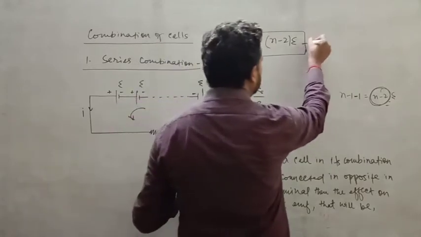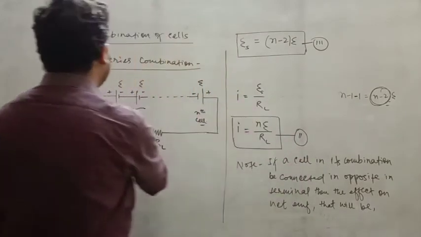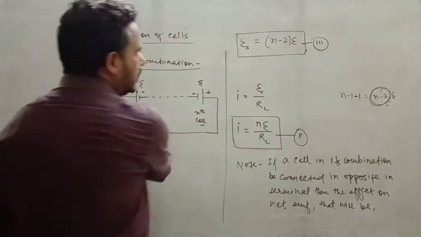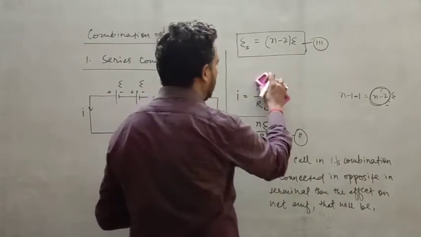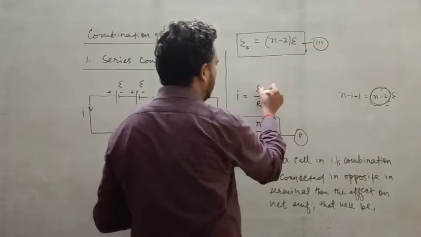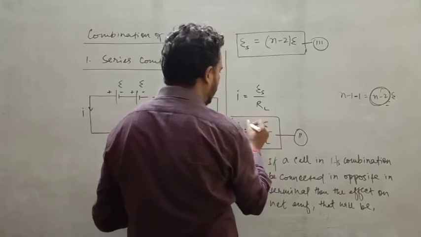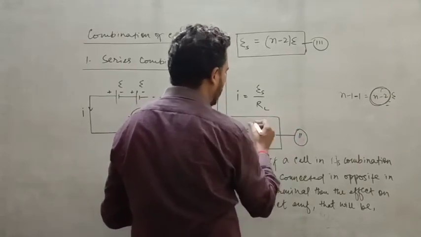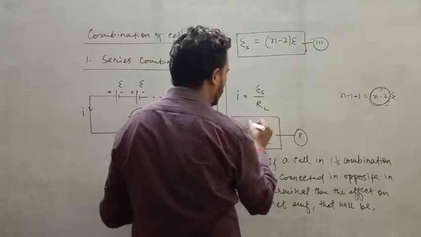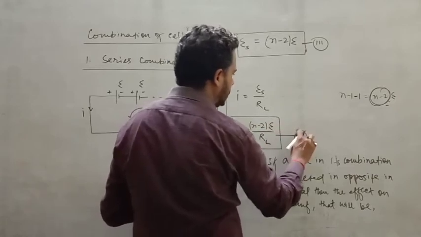And this is your next equation. Now you have to find the current in the circuit. How much is the current? It is very simple: current inside the circuit will be ES by RL. But your ES would not be n times E, instead it would be n minus 2. So you simply write here n minus 2 of E, divided by RL. And this is your next equation.